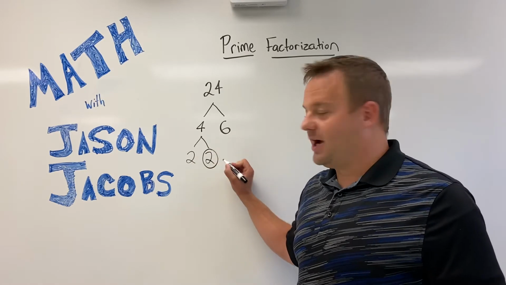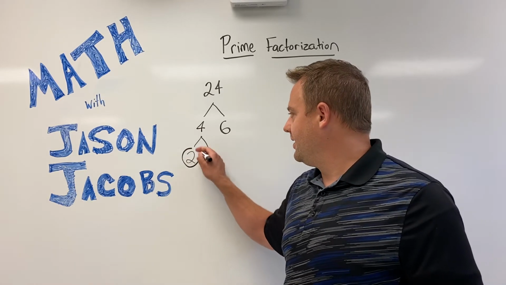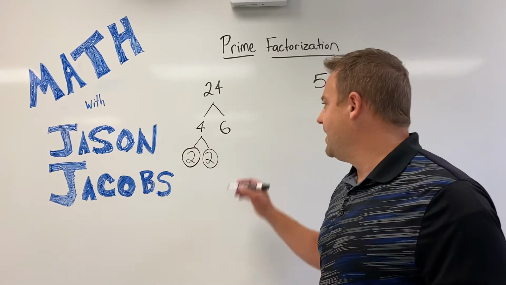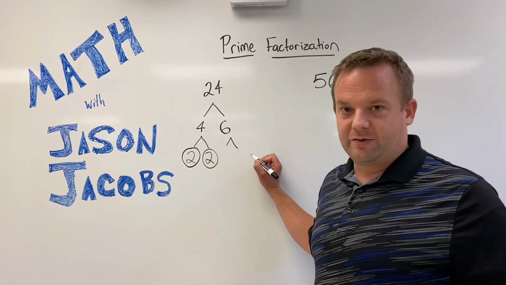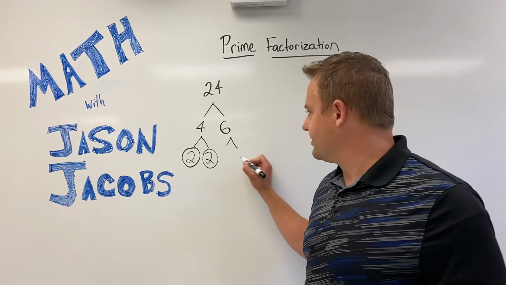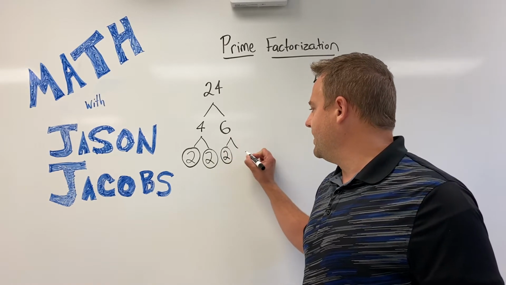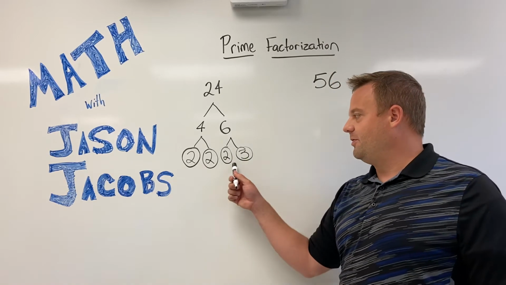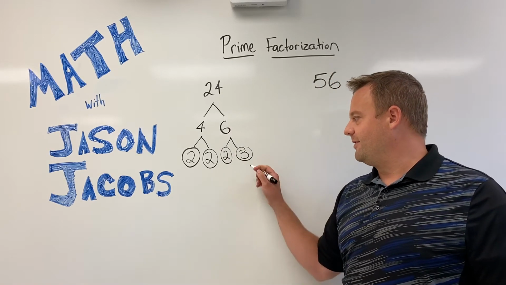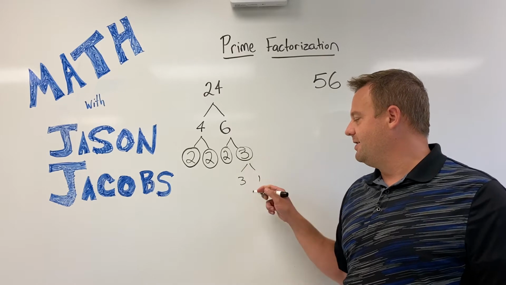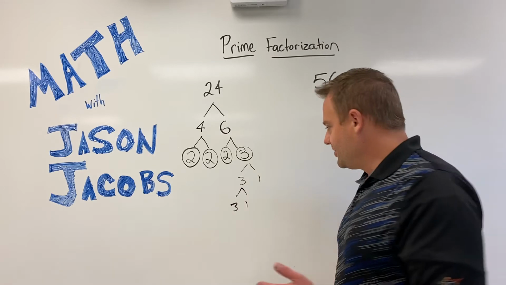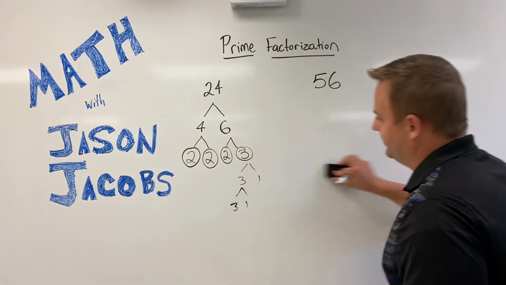Now, 2 is prime, so I'm going to circle it. Once it's prime, I like to circle it so I know what to use later. 6 factors out into what times what is 6? That's right, 2 times 3. So it's made up of a 2 and a 3. Once you can't bring it down any more, because if I did 3 and 1, that would just go on forever, right? They're already prime, that's why I circle them.